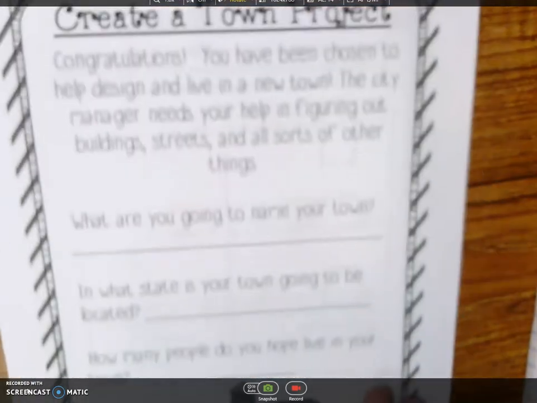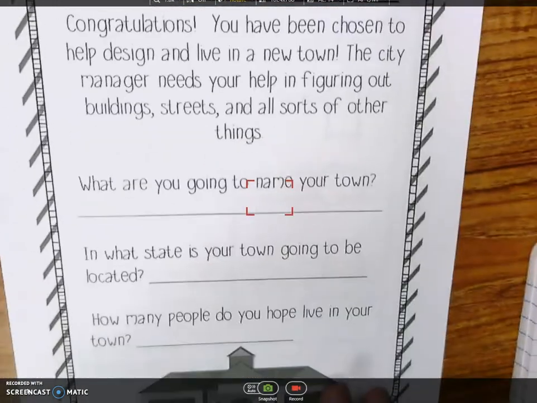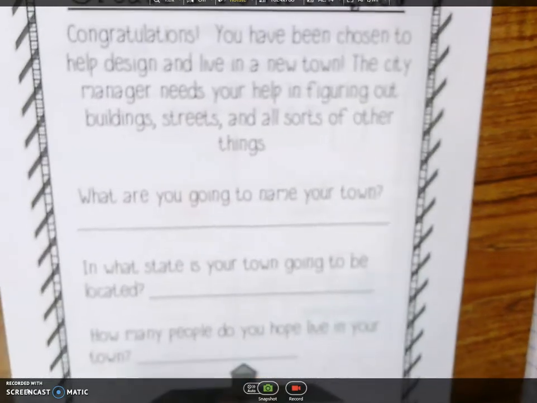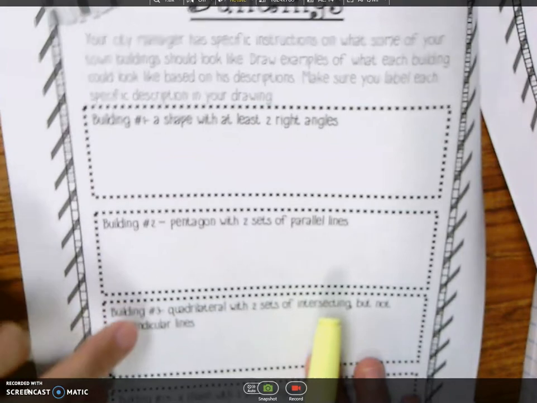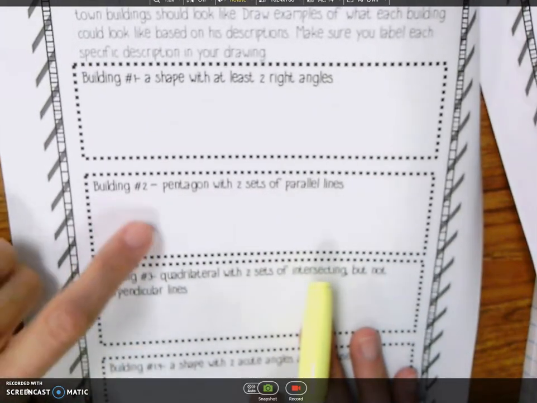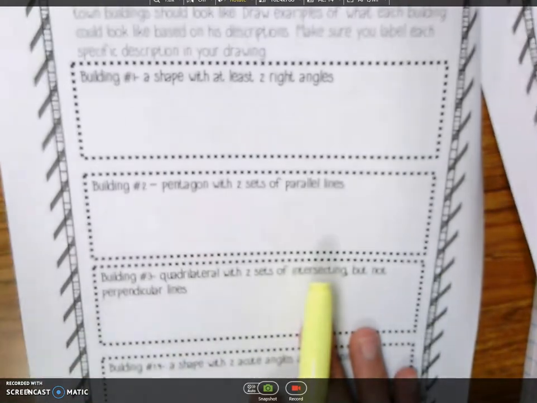And so you are going to spend 2 days working on your town project. You get to name your town. You need to pick the state your town is going to be in and how many people live there. Then you're going to show me that you understand everything from last week by having different buildings based on the shape and the amount of sides or parallel lines. Sorry, that's not clearing up very well.